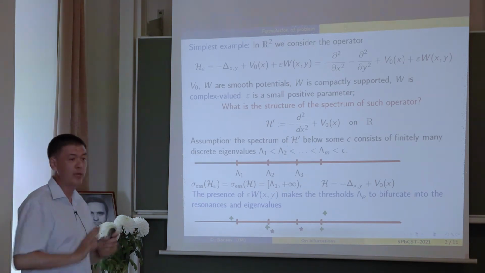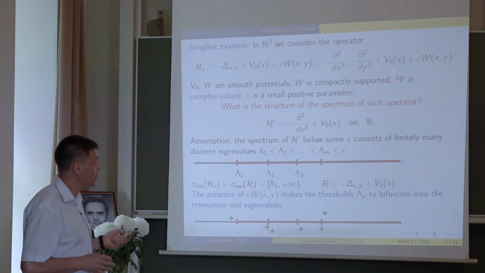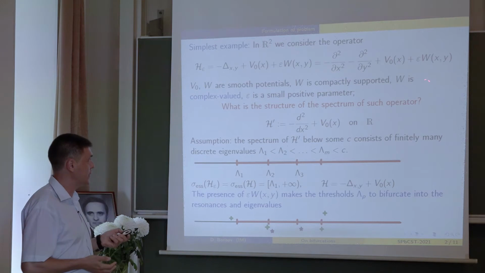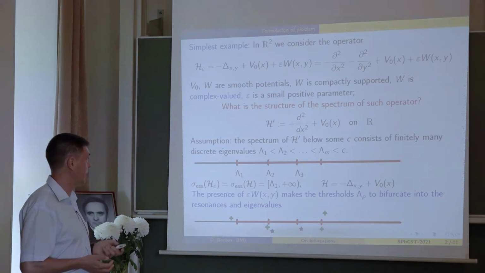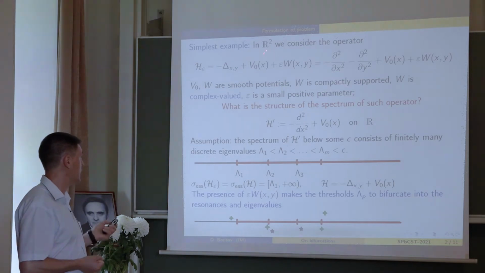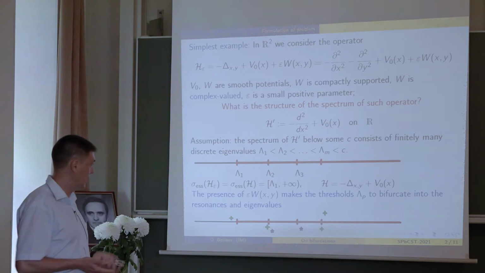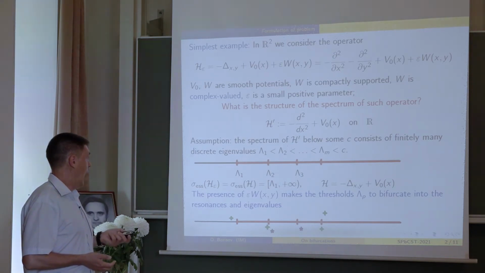and to calculate the asymptotic expansions for these objects with respect to epsilon. And actually, we can do it in a very general setting, not only in the case when the perturbation is just a potential, but also for a very general perturbation, and not only in R2, but in very general domains.